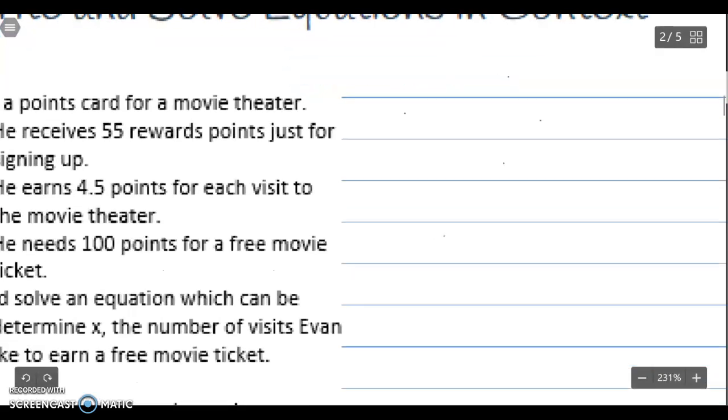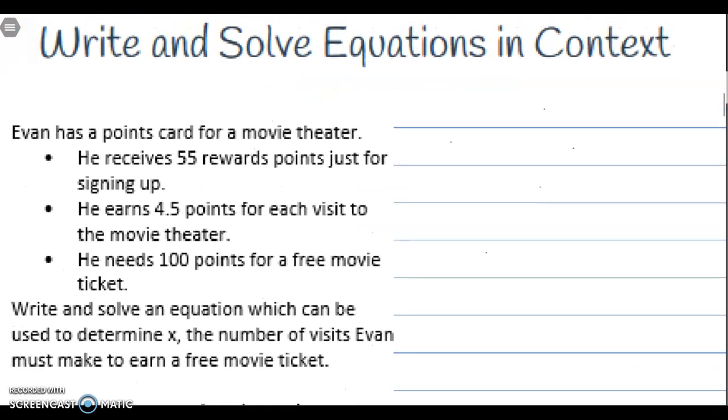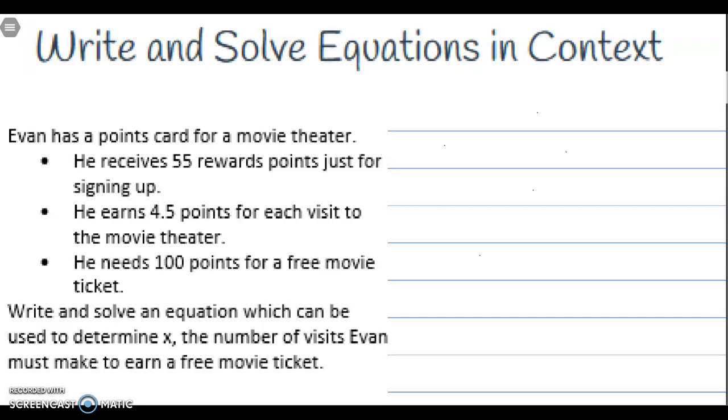Zoom in. All right, I'm going to read the whole question and come back and break it down. Evan has a points card for a movie theater. He receives 55 reward points just for signing up. He earns 4.5 points for each visit to the movie theater, and he needs 100 points for a free movie ticket. Write and solve an equation which can be used to determine x, the number of visits Evan must make in order to earn that free movie ticket.